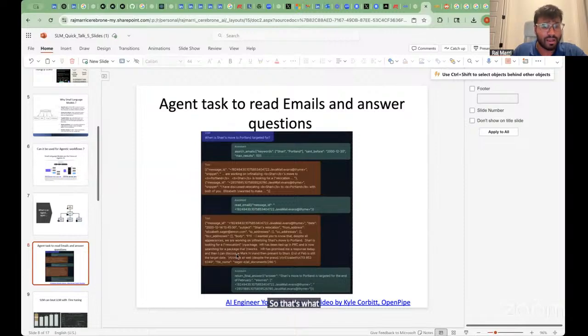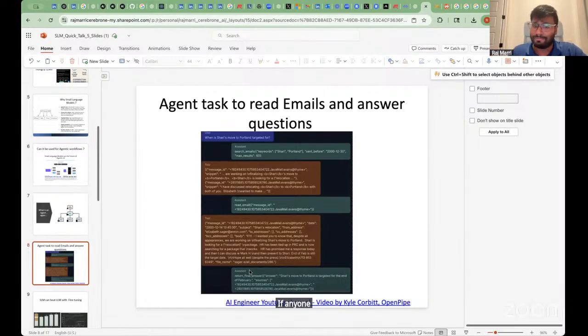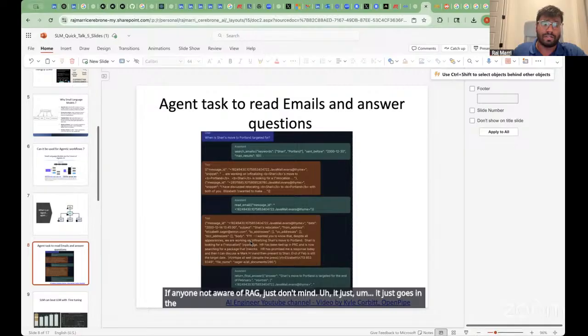It's reading an email, and now you got a tool output where it actually retrieved that information. What's happening under the hood is RAG. If anyone is not aware of RAG, don't mind. It just goes into the emails. These emails are stored on some server. It goes in there and does pattern matching to get you an answer. So this is where you get the answer.